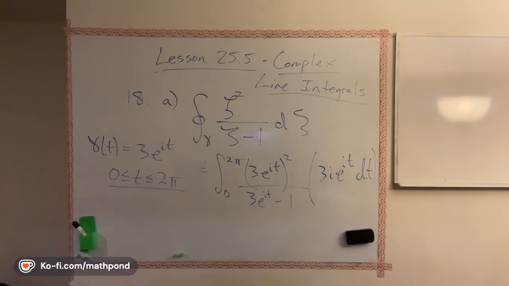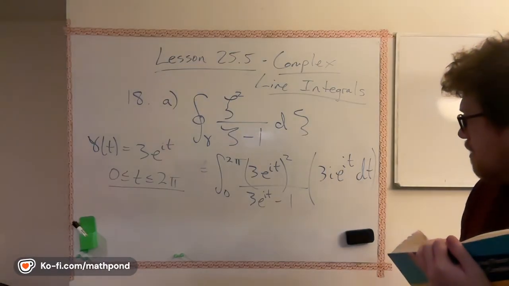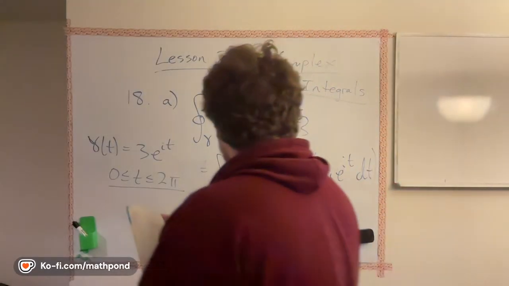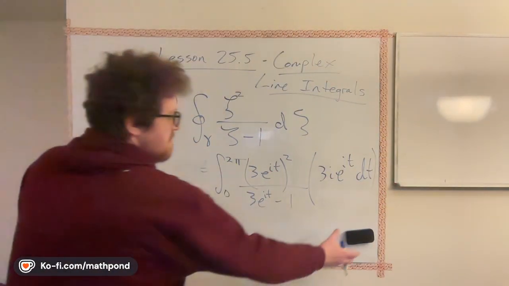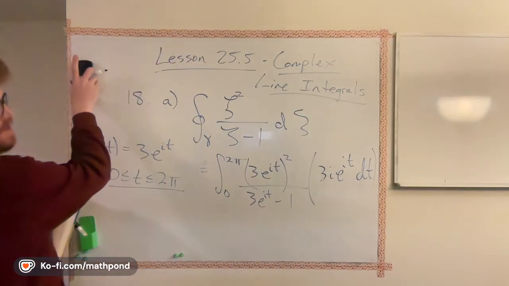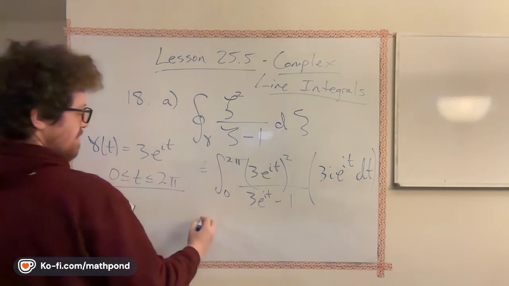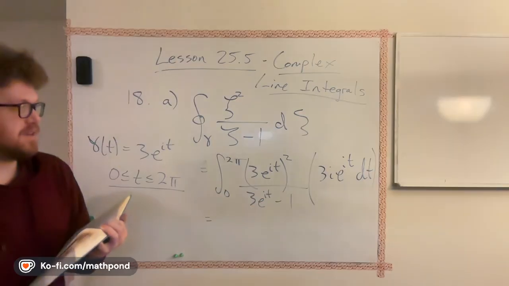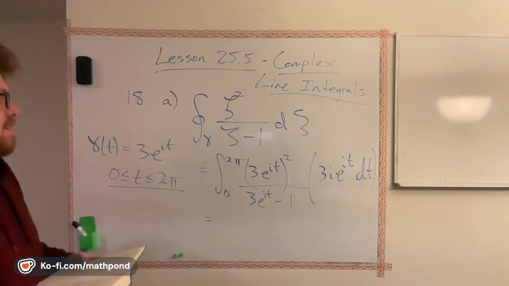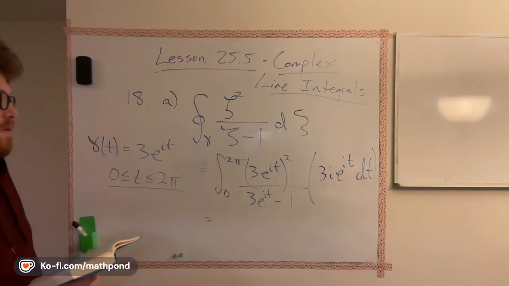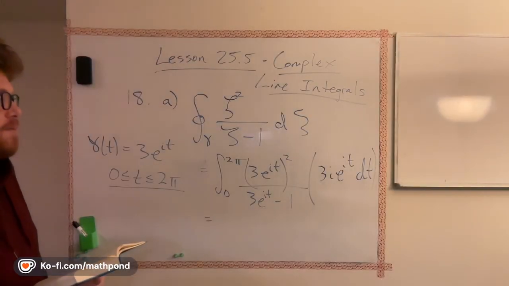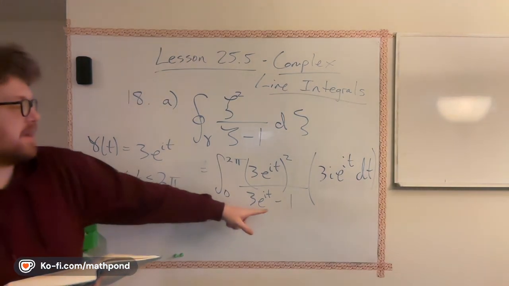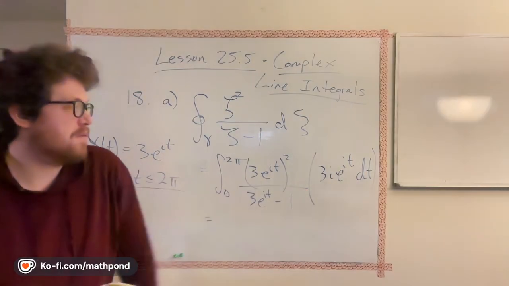And then a bunch of stuff cancels, maybe? No, almost. So how do we simplify this now? Because I'm probably going to run out of room in about 30 seconds, but okay, so 3 e to the it, so that's the top part, that's zeta squared. 3 e to the it on the bottom minus 1, and then we have the derivative here.